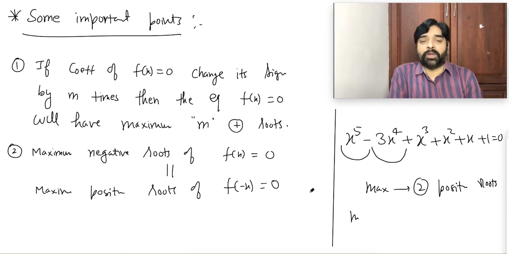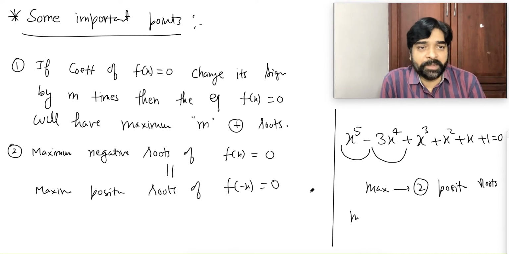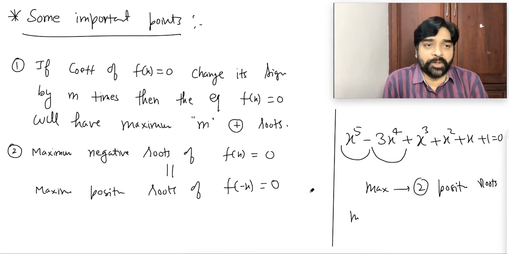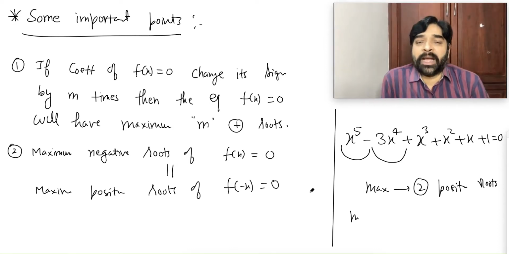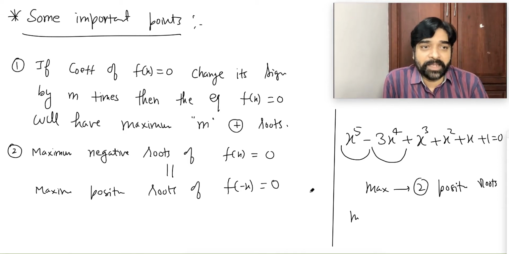I don't want to give a new method. What the previous method we learned, by using that logic we'll do. If you want to get the maximum negative roots, try to recall the logic I applied. I told you if you want to make all the roots become minus, replace x by minus x. That's what I did. So maximum negative roots of f(x) equal to 0 is equivalent to maximum positive roots of f(-x) equal to 0. And how to calculate maximum positive roots, all of you already know.